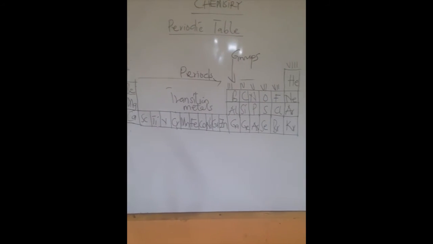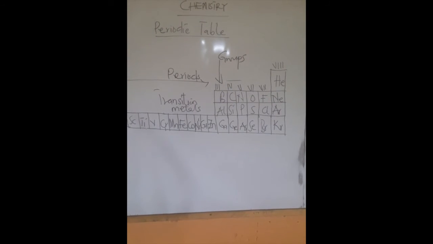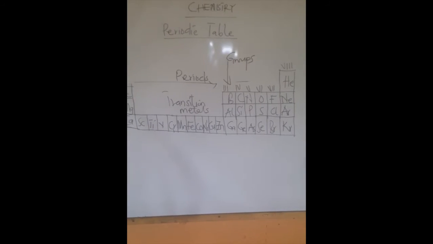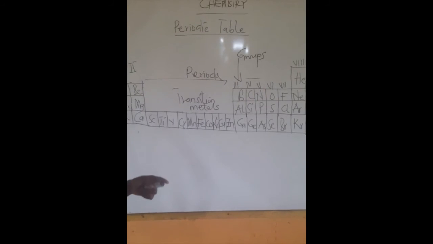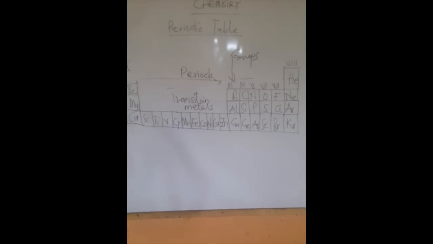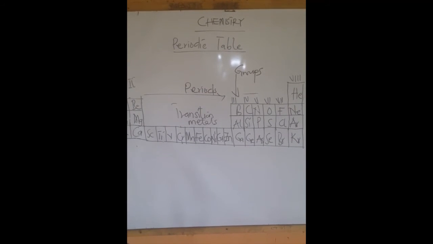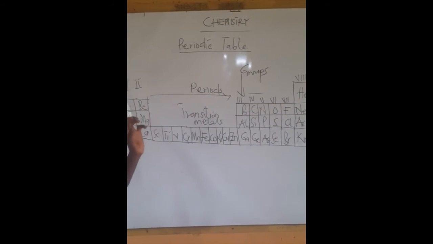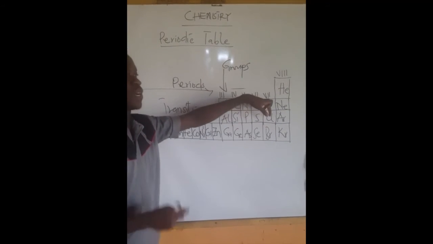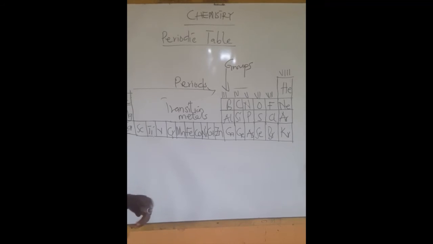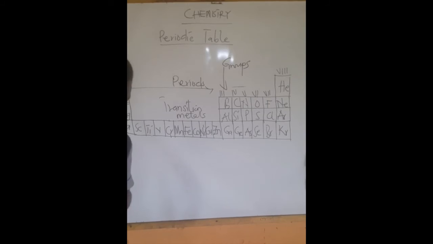So the next group is group 7, also known as halogens. So for the halogens, we have fluorine, chlorine, bromine, iodine, and so on. So let's take the properties. The first property, they are non-metals and insulators. So for the group 7 elements, they are non-metals and insulators, meaning they do not allow heat and light to pass through and so on.